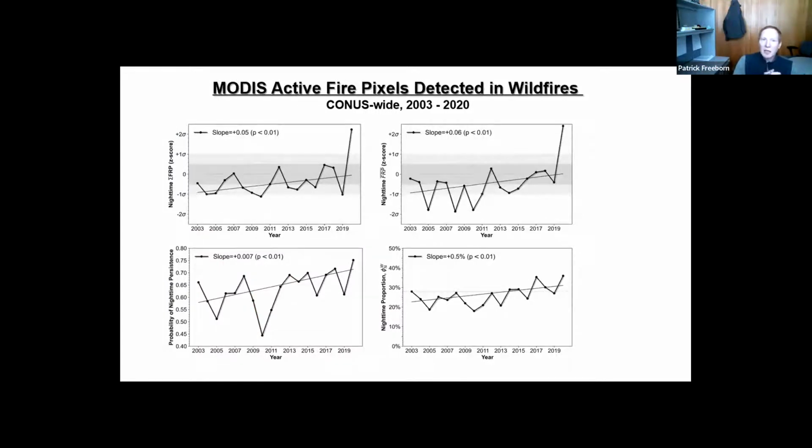And so finally, since 2003, MODIS has detected an increase in several nighttime active fire characteristics. In the upper left, an increasing trend in the annual nighttime sum of fire radiative power. In the upper right, we're seeing an increase in the nighttime mean fire radiative power per pixel. In the lower left, we're seeing an increasing trend in the probability of nighttime persistence. And then in the lower right, we're seeing an increase in the nighttime proportion of fire radiative power.